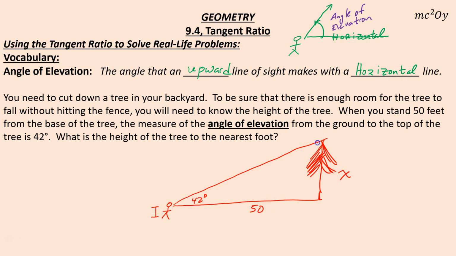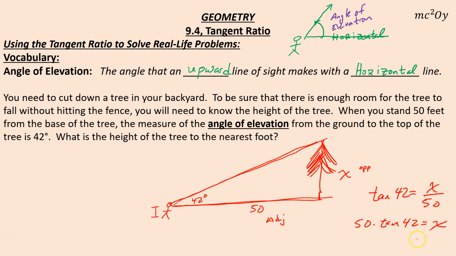So dealing with this angle, the opposite side is over here, and the adjacent side is right here. So we have the tangent of a 42-degree angle is equal to the opposite side, x, over the adjacent side, 50. So to solve, we'd have 50 times tan 42 is equal to x. Rounding to the nearest foot, 50 tan 42 ends up giving us a height of 45 feet. So we're saying that x is 45.